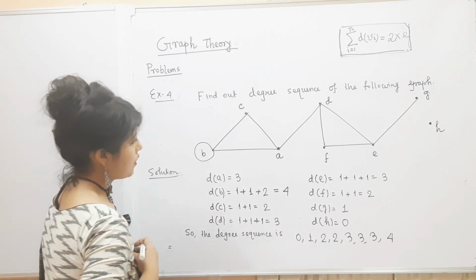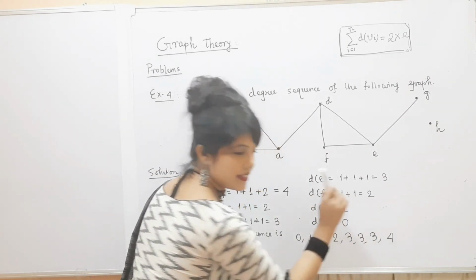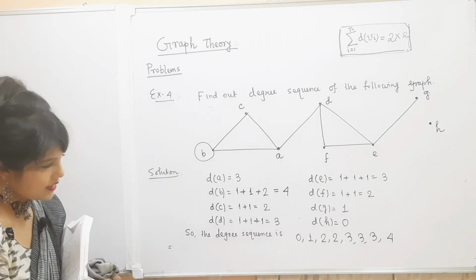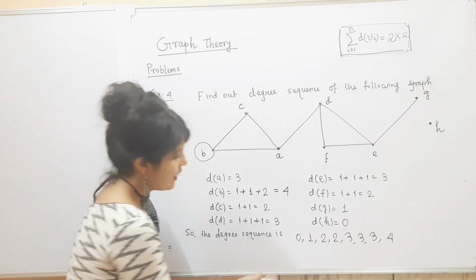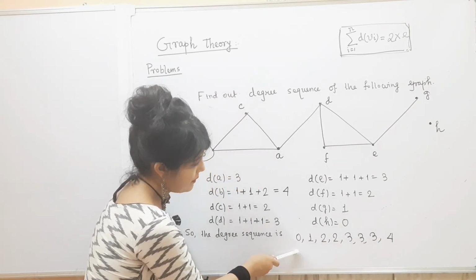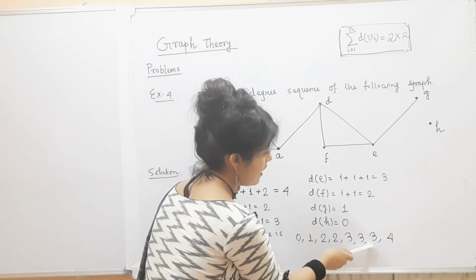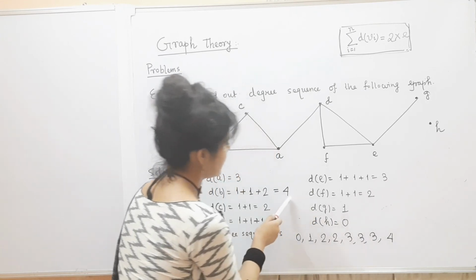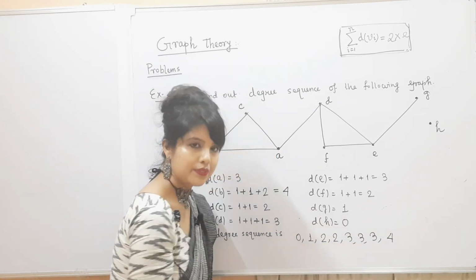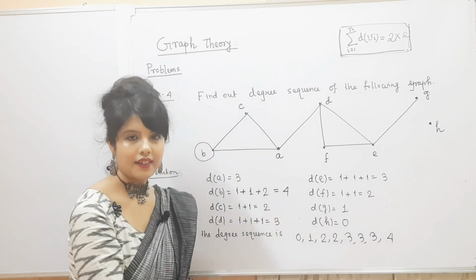That is 1, 2, 3, 4, 5, 6, 7, 8. So I have written all the degrees of the vertices in increasing order, starting from the minimum, that is 0, and then 1, then 2, 2, then 3, 3, 3, and then the highest degree is 4. So I have to continue it up to 4. So this is the degree sequence of this graph.